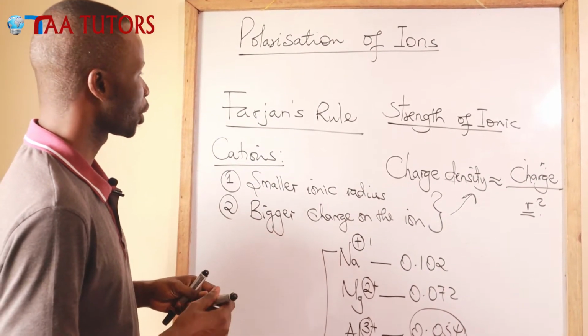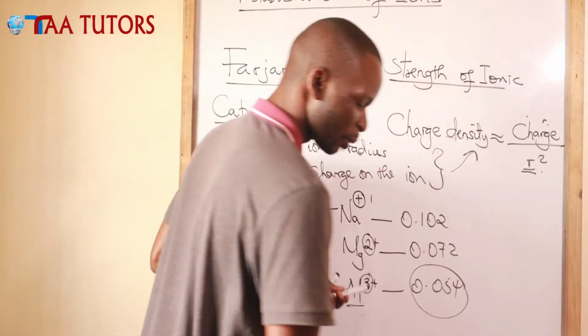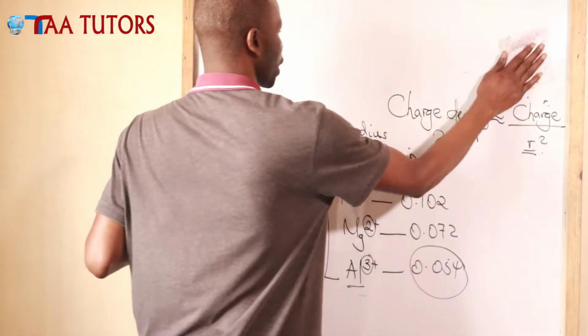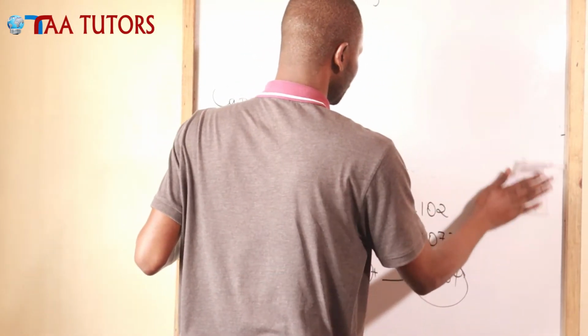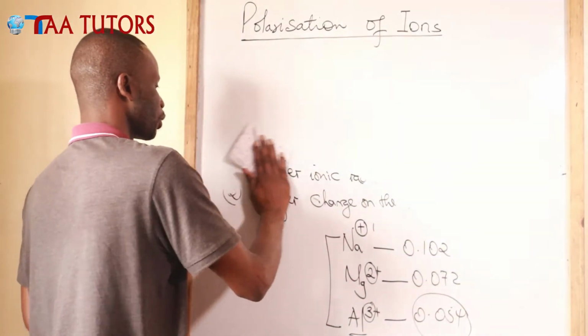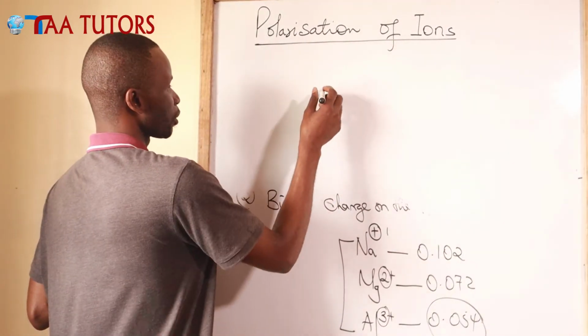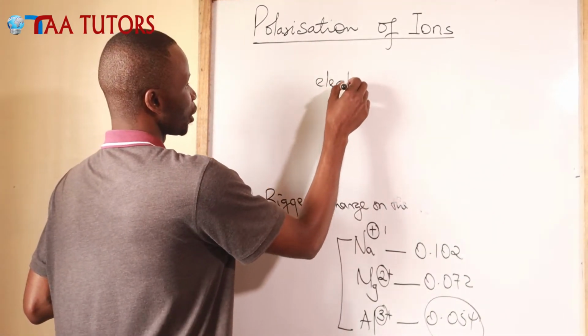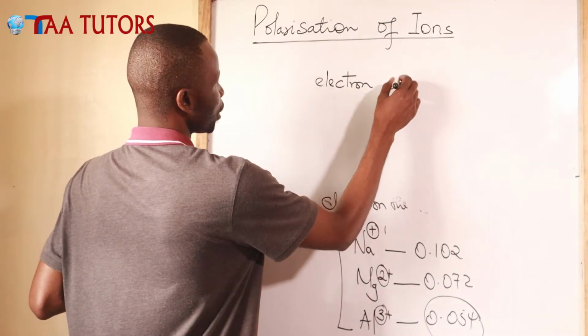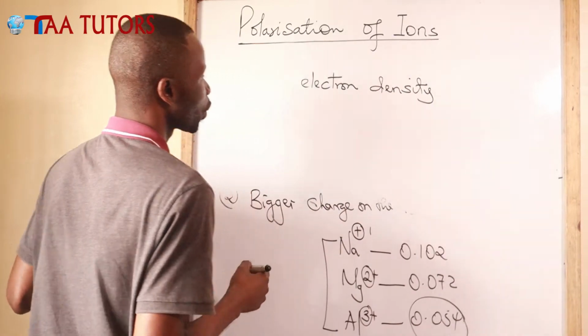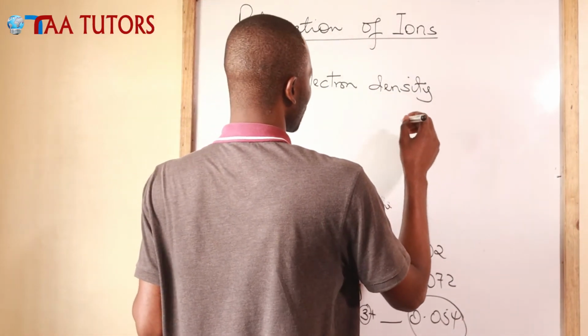Now let's look at what polarization is. We have explained polarizing power, we have explained which one has more polarizing power, but what is polarization itself? To explain what polarization is, I want to mention something called electron density. Electron density is the probability that an electron will be found in its specific position.